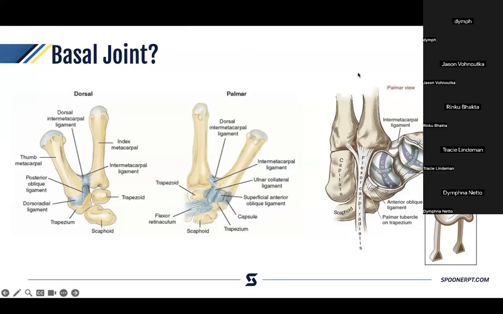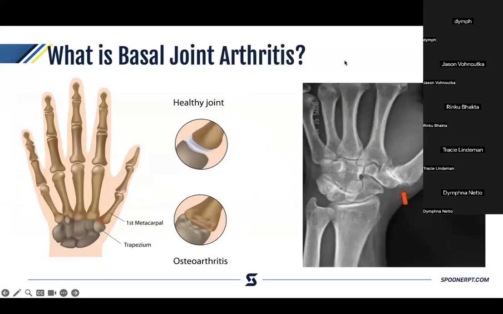So taking that the next step. Over time, as you do more and more, that joint's cartilage starts to wear down, and you get essentially bone on bone. This x-ray is showing basal joint arthritis.